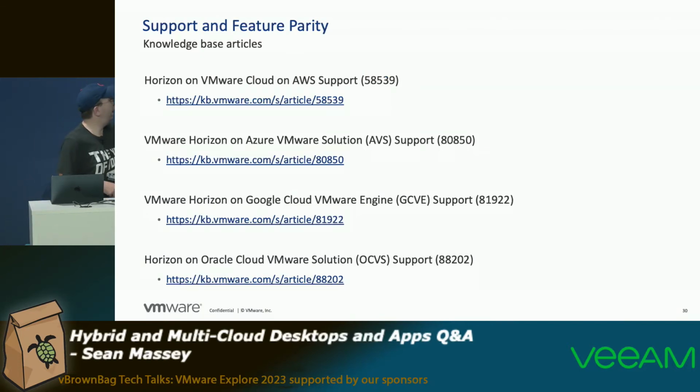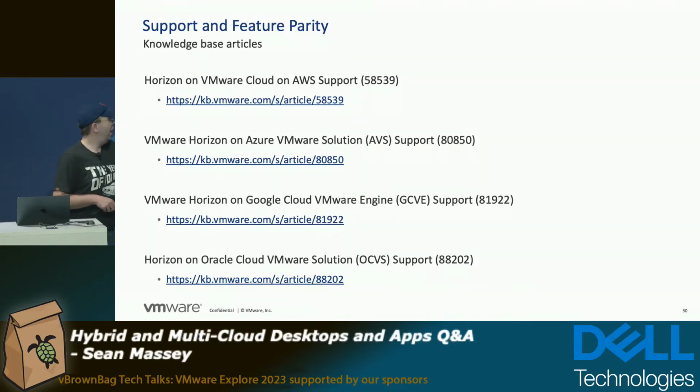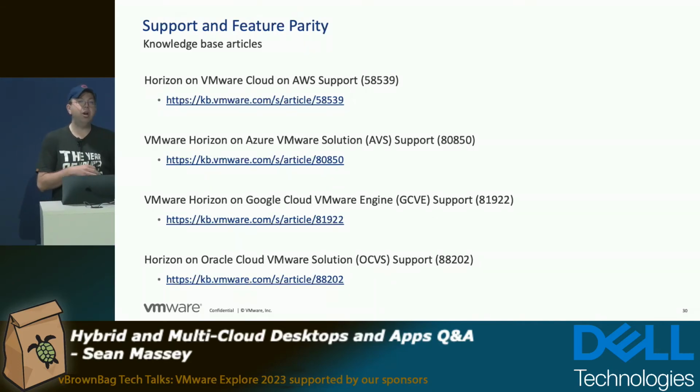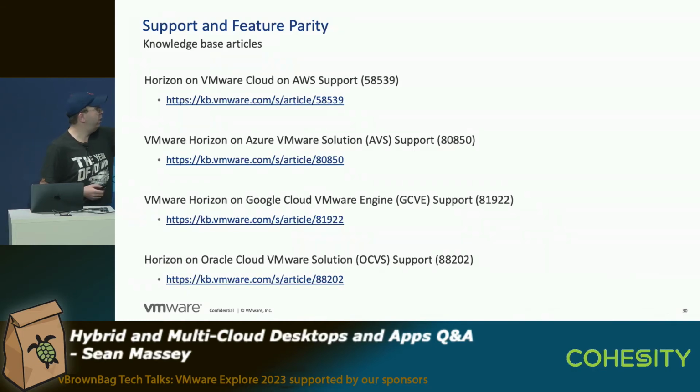We have KBs that talk about feature parity and what's supported for Horizon on all of our public clouds. These KBs are updated fairly regularly as the platform and our Horizon capabilities change. So if you are looking at one or more public clouds, it is definitely a good idea to check these on a regular basis.